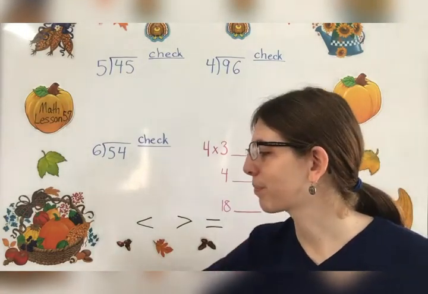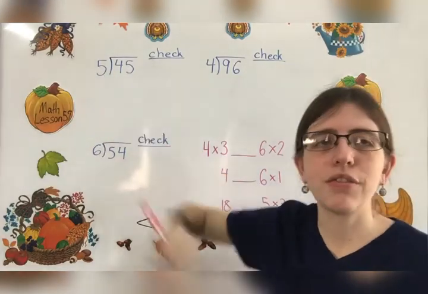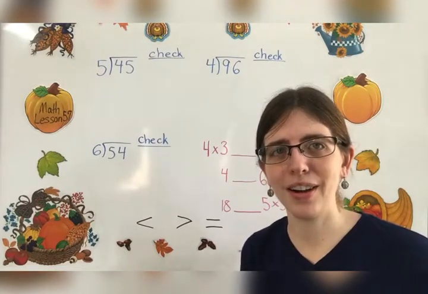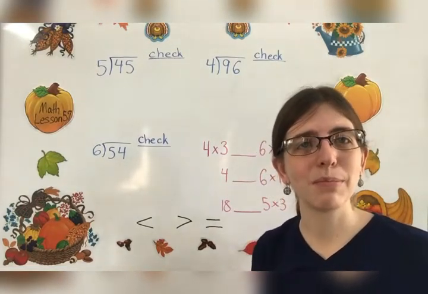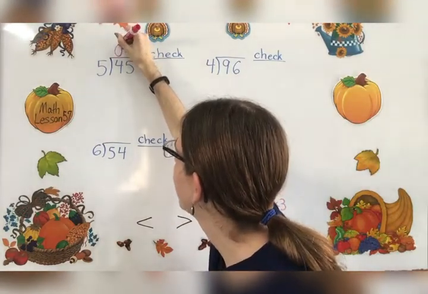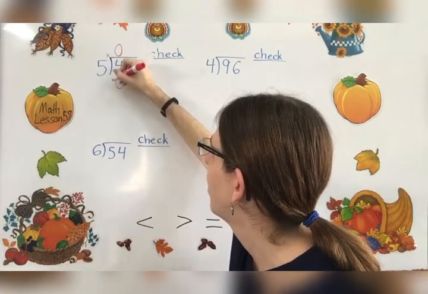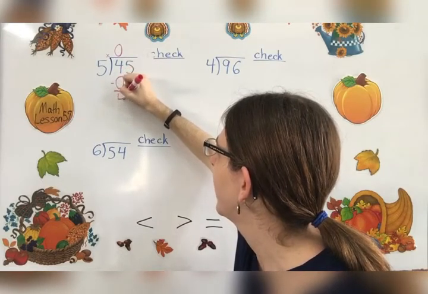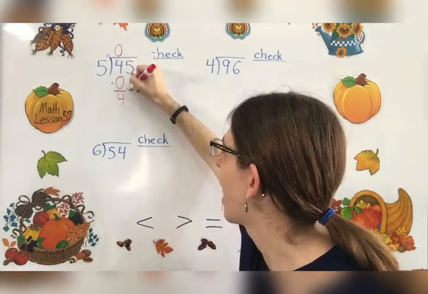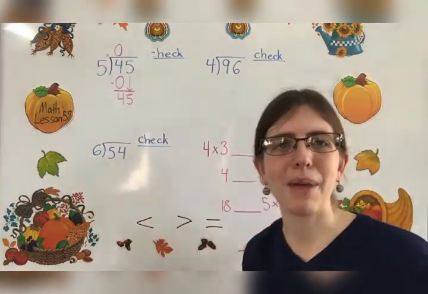Let's begin. How many times can 5 go into 4? How many groups of 5 are in 4? Are there any groups of 5 in 4? No, because 4 is smaller than 5, so we don't even have one group. We have 0 groups of 5 in 4. Multiply 0 by 5 and you get 0. 4 minus 0 is 4. 4 is less than 5, so we bring down our 5. Now we have 45 divided by 5.